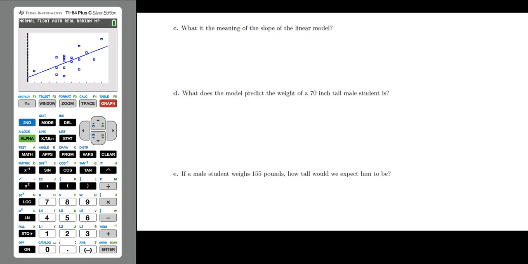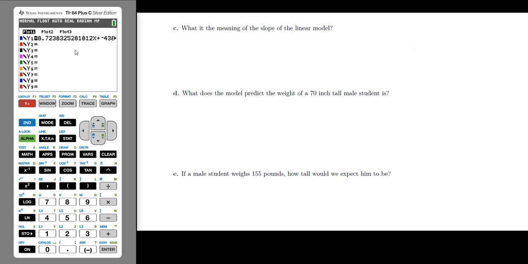All right, so now what we're going to do is talk about the equation we came up with and apply it to some problems here. So let's go back for a moment and remind ourselves, we can do this in the calculator, of what our equation was. It was y is equal to 8.72x minus 438. So first of all, what is the meaning of the slope?